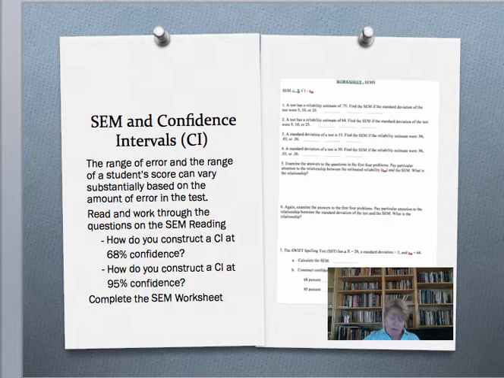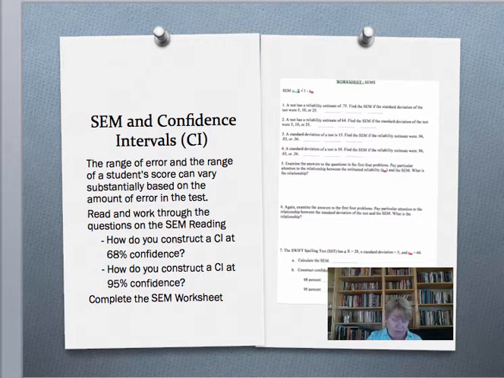Now let's talk about question number 5. Examine the answers to the questions in the first 4 problems and pay attention to the relationship between the estimated reliability and the standard error of measurement. What is that relationship? What we should see is that as the reliability increases, the standard error of measurement goes down.